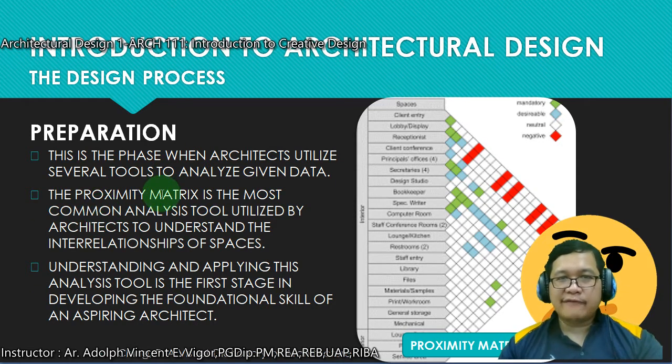Then it's also the phase where architects utilize several tools to analyze given data. So at the right side here, class, is what you call your proximity matrix, which is the most basic tool that you're going to use. It is the most basic tool, but it is not the only tool in architecture as well. There are a lot of tools in architecture to arrive at a correct design solution. But since you're on design one, I'm going to introduce to you the proximity matrix.